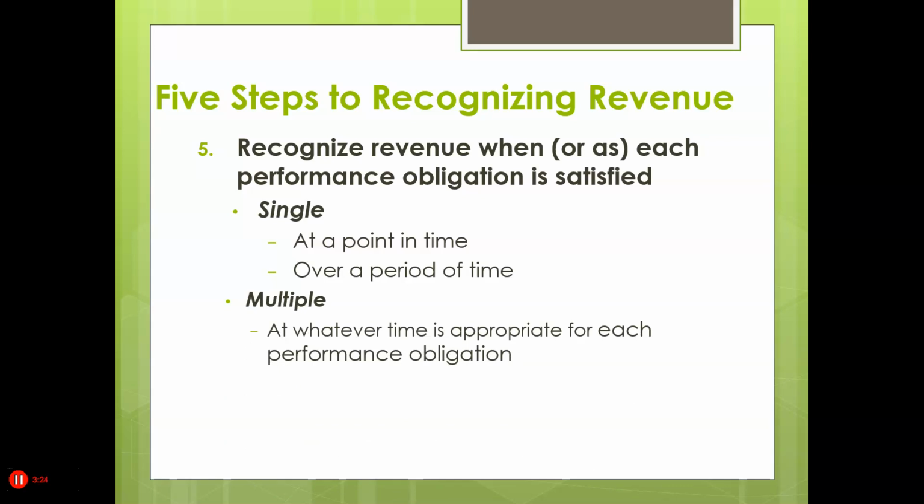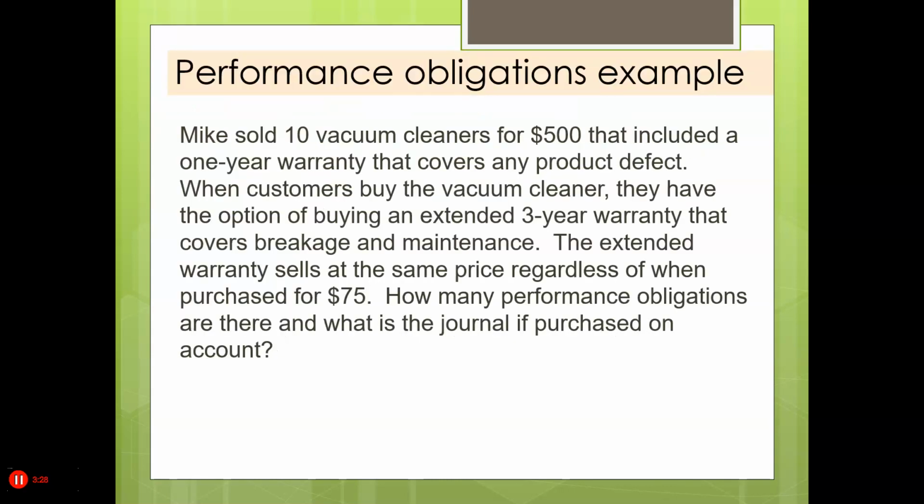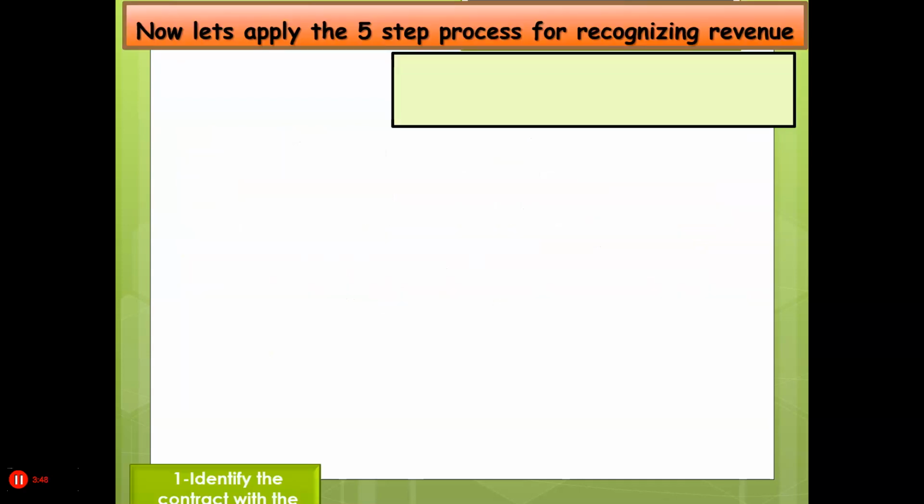So now let's go over an example so you can see how this works, and we'll walk through the 5 rules. So in this example, Mike sold 10 vacuum cleaners for $500 that included a 1-year warranty that covers any product defect. When the customer buys the vacuum, they have the option of buying an extended warranty. So how many performance obligations do you have in this case? Well, we'll go through our rules.